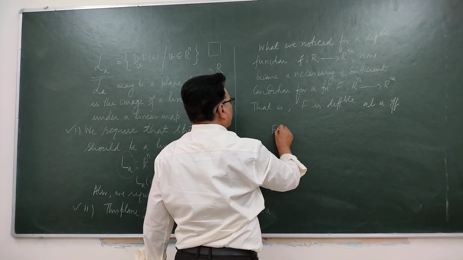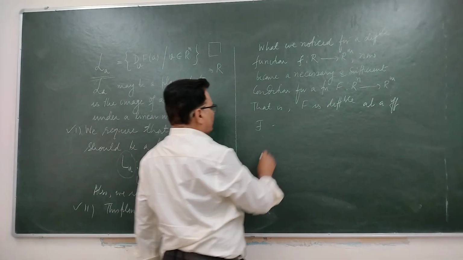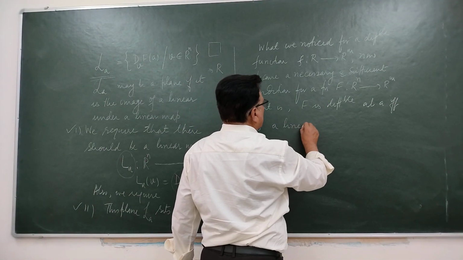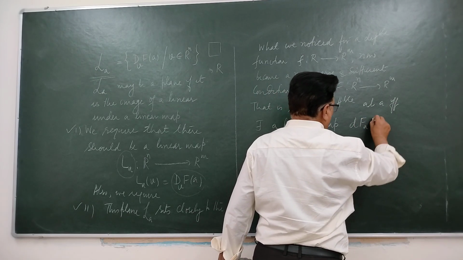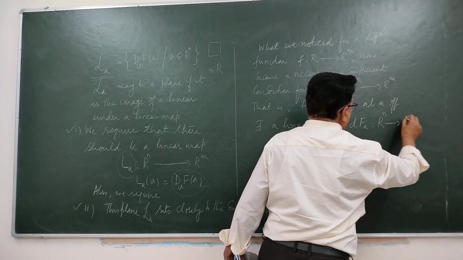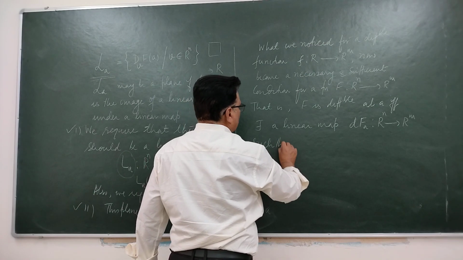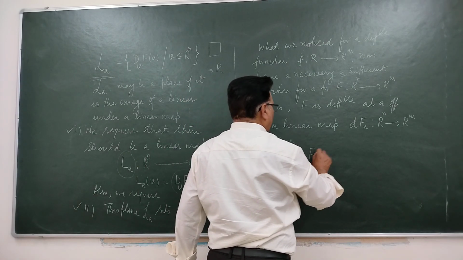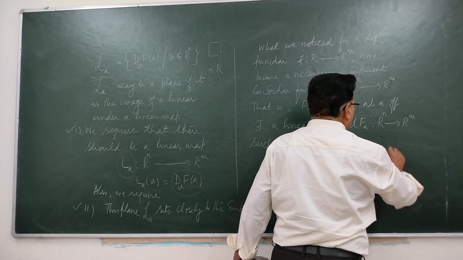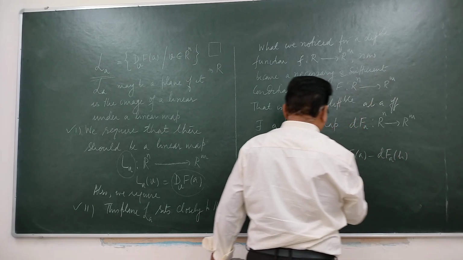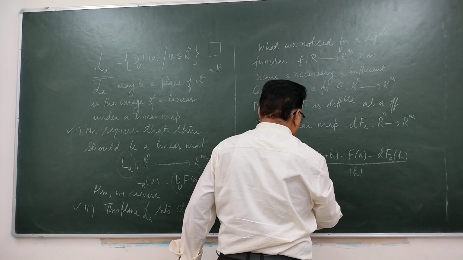If and only if there exists a linear map, this linear map LA, df_a, from Rn to Rm, such that the limit of f of a plus h minus f of a minus df_a(h), upon modulus of h, in the limiting case is zero.